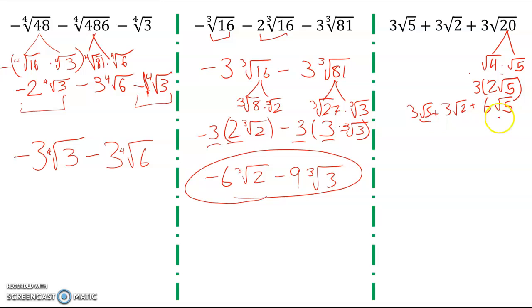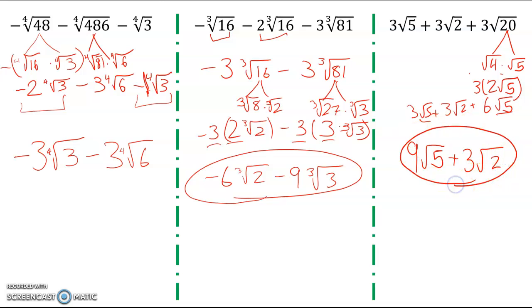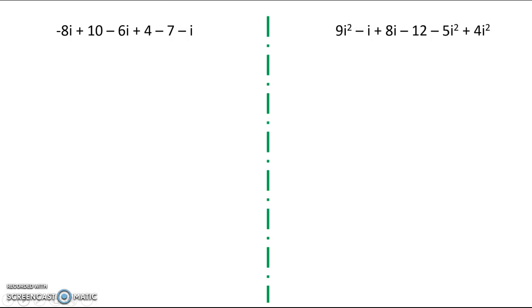We see that we have ourselves square roots of 5s right here. These are the common roots. So I'm just going to go ahead and add the numbers out front. 3 plus 6 just gives us 9 square root of 5. And then we still have this plus 3 square root of 2. We can't combine it with the square root of 5. We can't break down the square root of 2 at all, so we're just going to write it right next to it as 3 times the square root of 2. Right there. Okay, so that's kind of the last example of simplifying radicals.